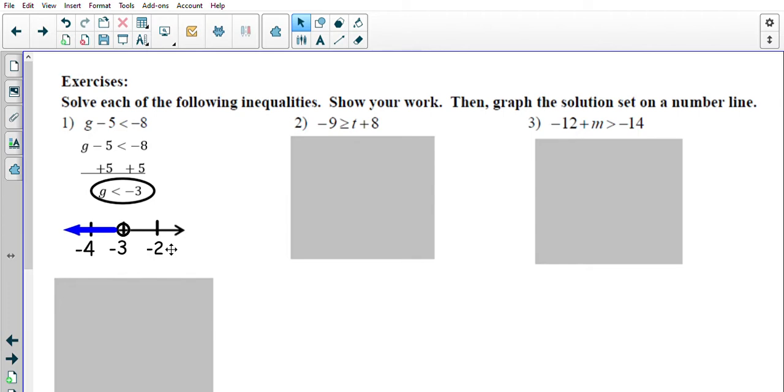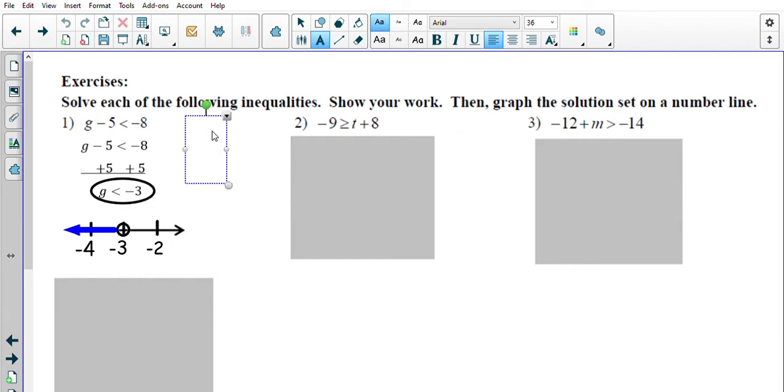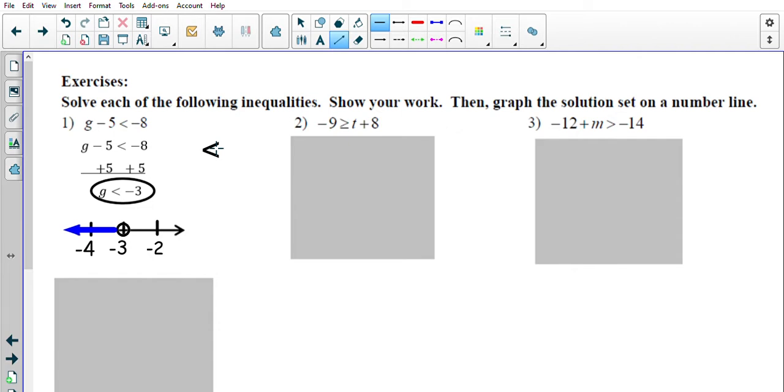As a reminder for how we graph our inequalities, we did this before Thanksgiving. Because it's the less than and not less than or equal to, it's going to be an open circle at negative 3. We're going to shade to the left because it's the less than symbol. Keep in mind, we can also realize that since it's the less than symbol, if we make it into an arrow, it happens to be an arrow that points to the left, and that's the direction we shade.